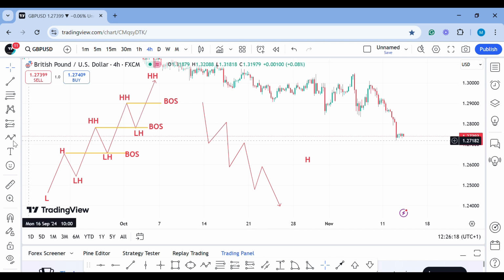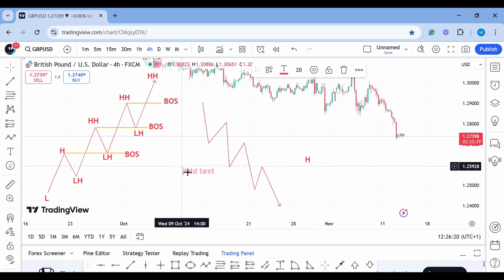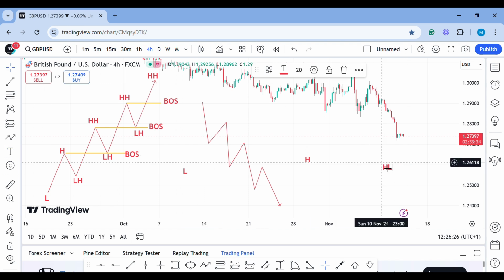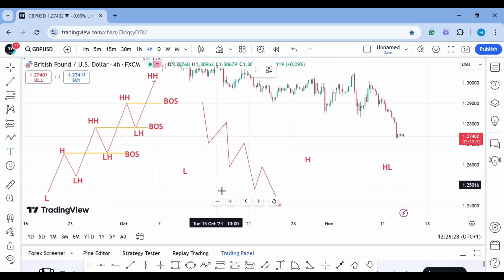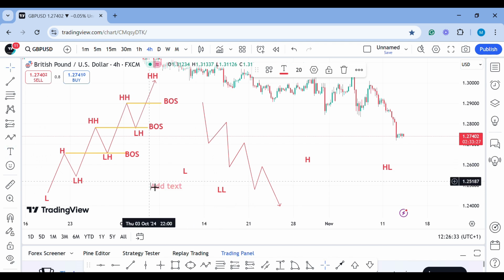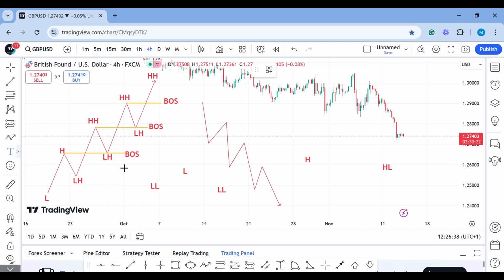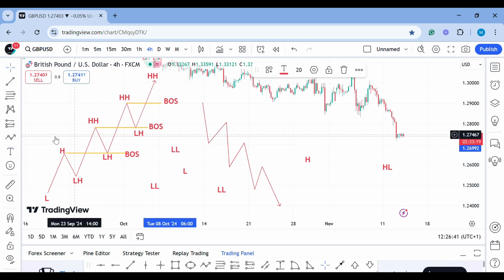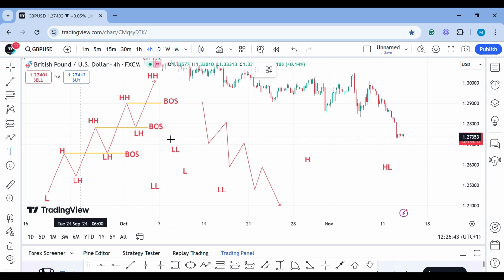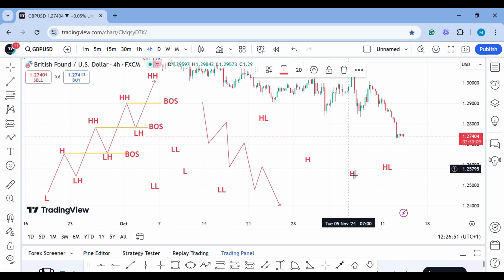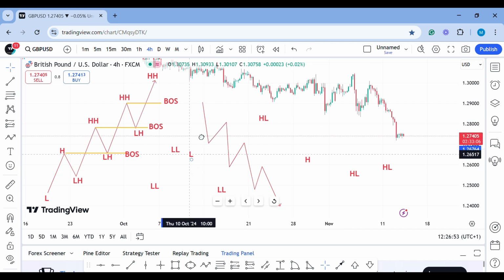High, low, higher low, lower low, lower low, lower low, higher low, higher low. So you can bring it.